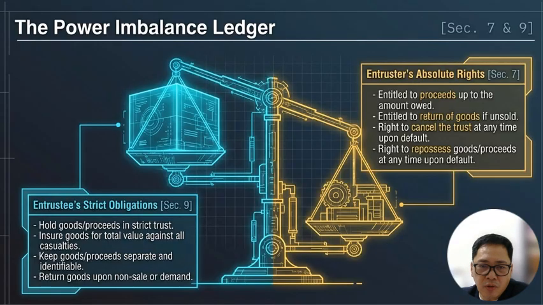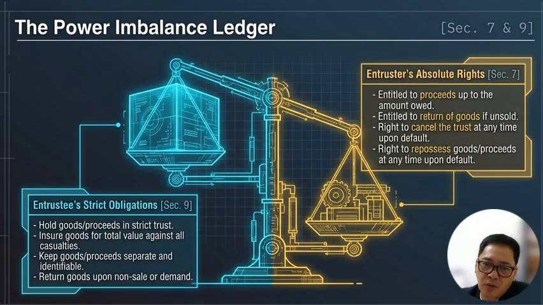The obligations of the entrustee to balance the entrustor's rights. Section 9 imposes a strict 6-point checklist of duties that the entrustee must follow while in possession of the property. Hold and dispose strictly. The entrustee must hold the items in trust and dispose of them exactly as dictated by the terms and conditions of the trust receipt. Turn over proceeds. They must receive all sale proceeds in trust and promptly turn them over to the entrustor up to the amount owed. Insure the goods.